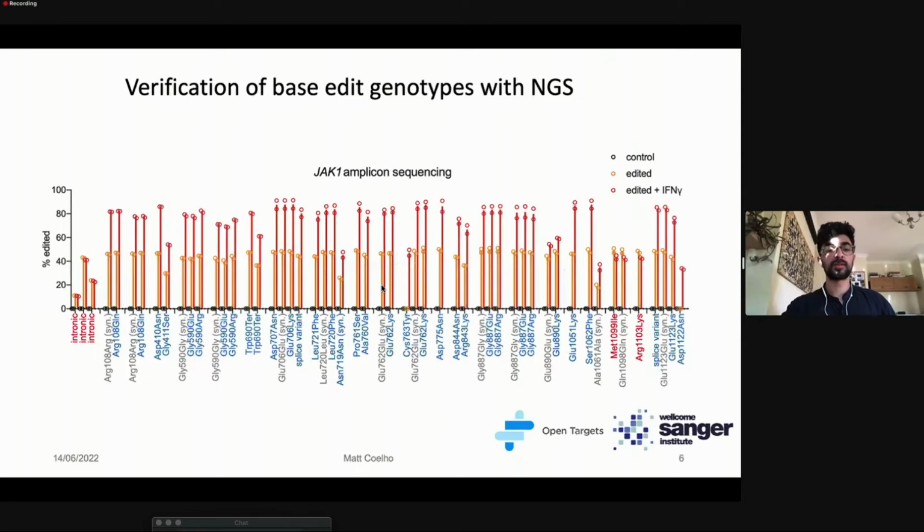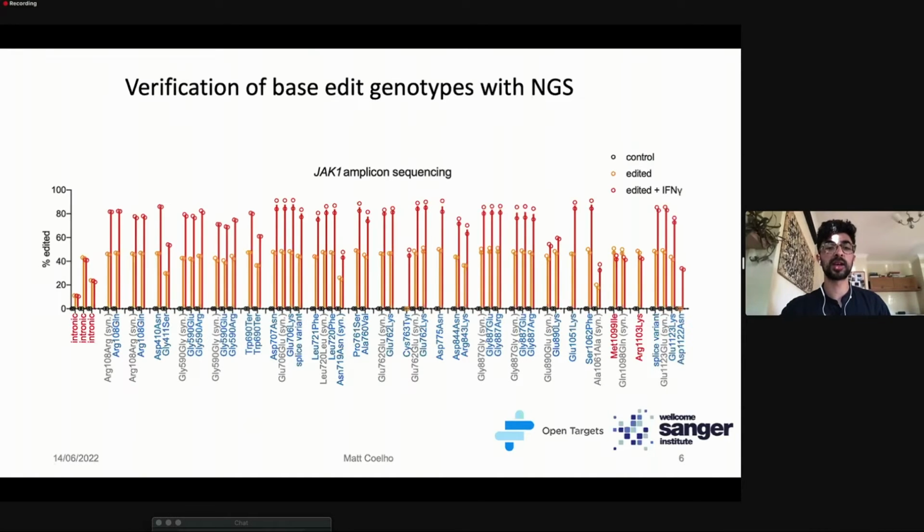So when we want to validate these loss of function and gain of function mutations, one of the things we did was amplicon sequencing, because essentially we're predicting the edit from the guide RNA sequence alone in most cases. And we wanted to see how accurate that was in the endogenous locus by sequencing. And that's what's shown here. So in orange is the remarkably good editing efficiency we're getting, around 40 to 50% in the cells. And in red is the frequency of the edit with interferon gamma selection.